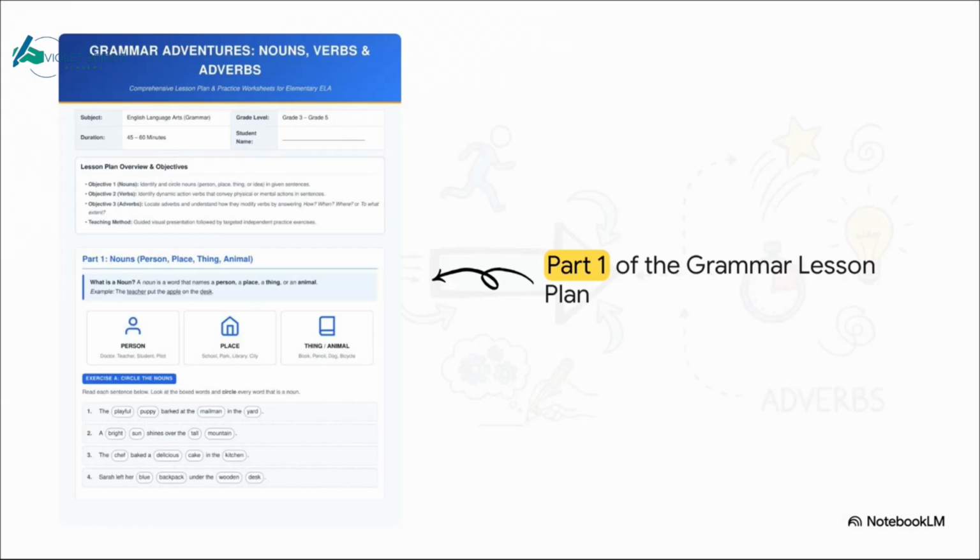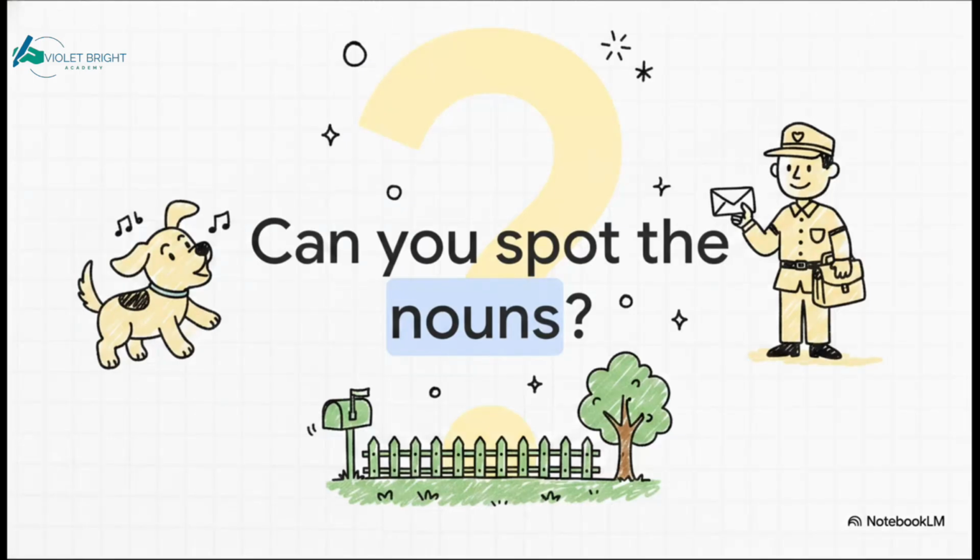And you can see exactly how this first step is mapped out on the lesson worksheet. It's a perfect visual breakdown that really segments these characters and settings for any student trying to learn the ropes. Now, let's actually test your skills with a quick mini narrative straight from the lesson plan's first exercise. Listen to this sentence. The playful puppy barked at the mailman in the yard. All right, can you spot the animal, the person, and the place hiding in plain sight here?